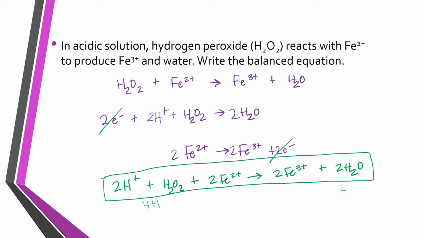I have 4 over here, so that's balanced. I have 2 oxygens, and I have 2 irons and 2 irons. So all my elements are balanced. Now let's look at our charges. 2 times +2 is +4, plus 2 more is +6, and on the right-hand side, I have 2 times 3 plus, which is +6. So my elements are balanced and my charges are balanced.